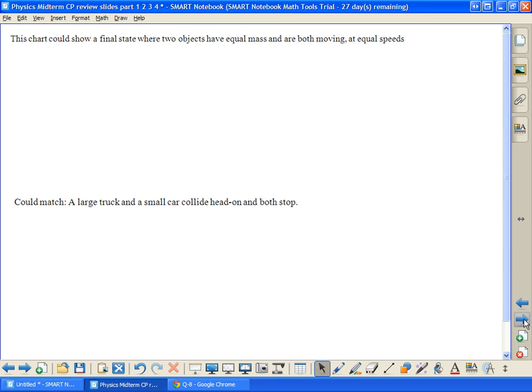One velocity would have to be... Well, they could be going in the same direction. Car A and car B can go in the same direction, and then the faster car bumps into the slower one.